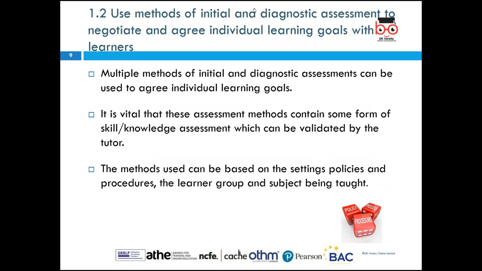So 1.2, move this there. So use methods of initial and diagnostic assessment to negotiate and agree individual learning goals with learners. So there's a lot of different methods of initial and diagnostic assessments, and you've already seen a lot of these. You know that there's observations, there's tests, there's conversations, there's group activities. So there's a million things that you can actually do. But you need to use these to actually agree individual learning goals with your learners.